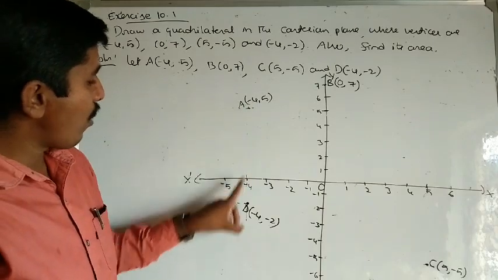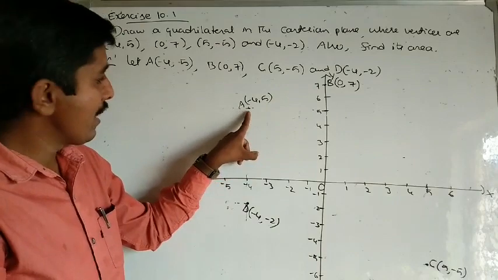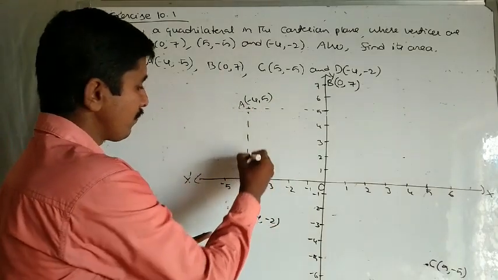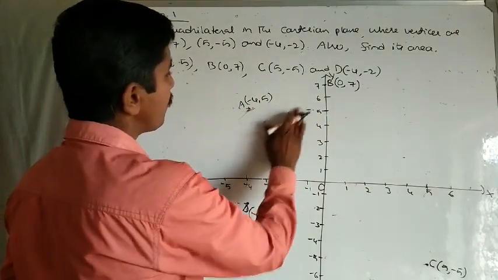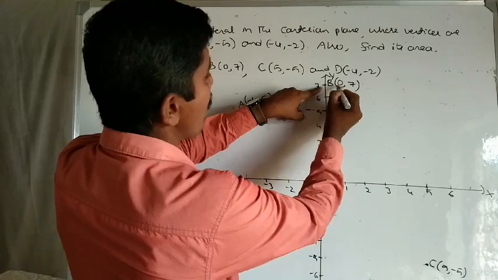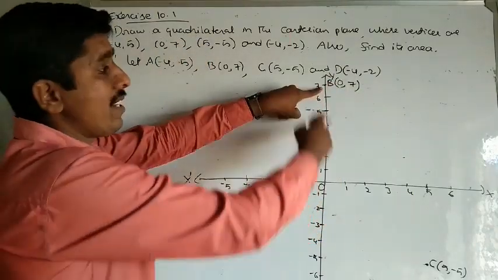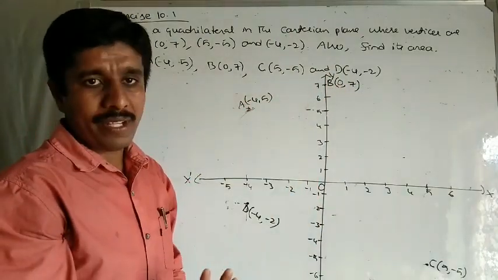Following: the A point has x negative and y positive, which means it lies in the second quadrant here. A point: x equal to minus 4, y equal to 5. Next, B point. X coordinate value 0 means this point lies on the y-axis. Here the y coordinate value plus 7 means it lies on the positive y-axis. Therefore, B point coordinates are (0, 7).